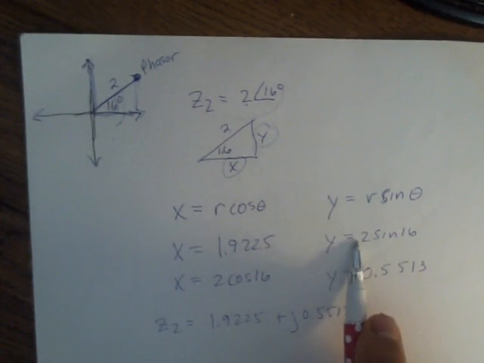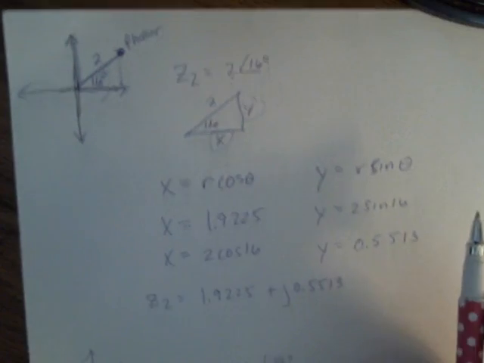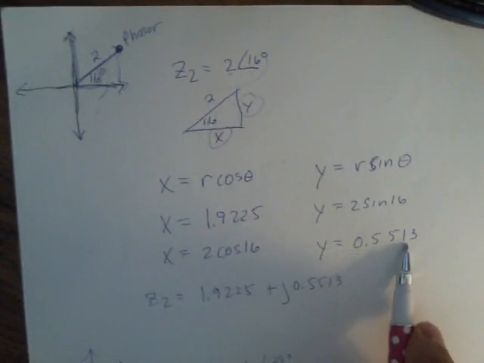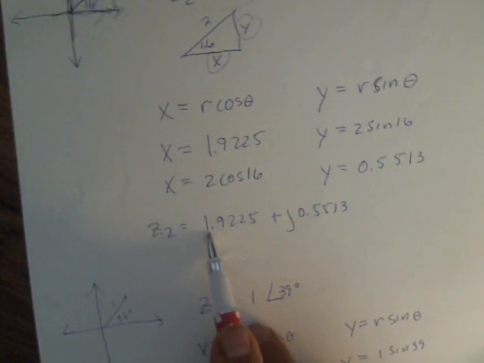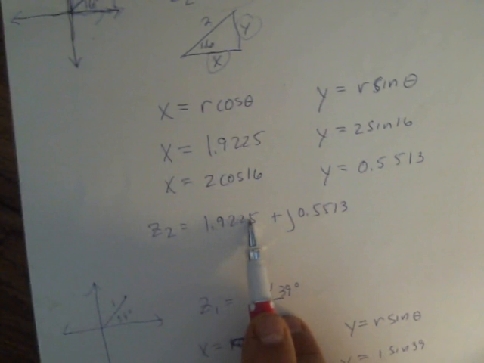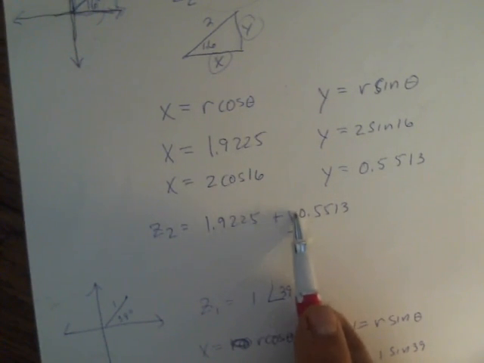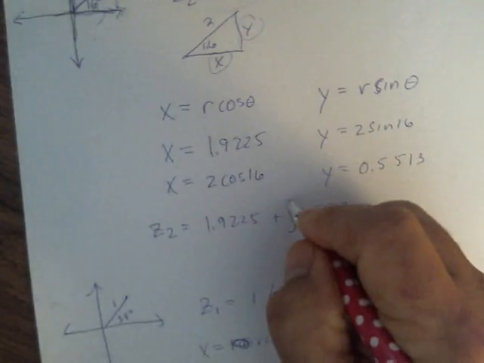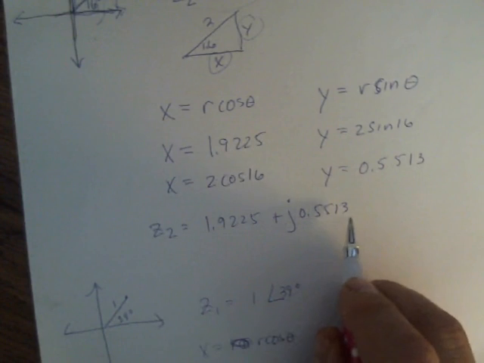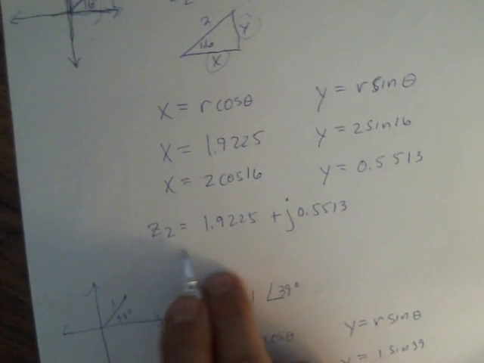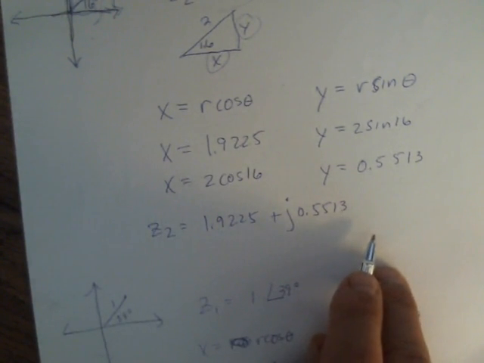Y is 2 times the sine of 16. So that gives me 0.5513. So then I create my rectangular coordinate for Z2 by saying x is to the right this far, 1.9225, and I'm going up j. J is just the indicator that you're in a circuit, okay, of 0.5513. So there I have my rectangular coordinate.